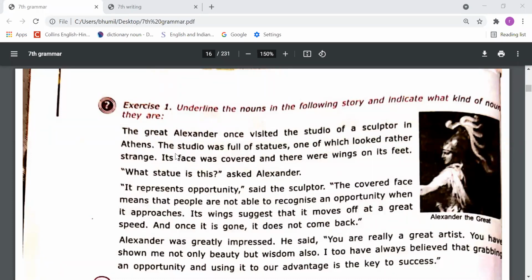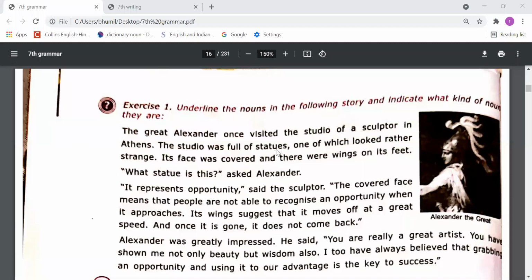Next, the studio was full of statues, one of which looked rather strange. So studio, "the" we have used; we use "the" with the names. So studio is a name, and "of" is a preposition there. After that we have used statues, so that's also a name. One of which looked rather strange. After that there is no noun. So studio is a common noun, and statue is also a common noun.